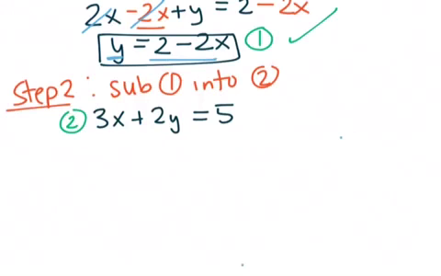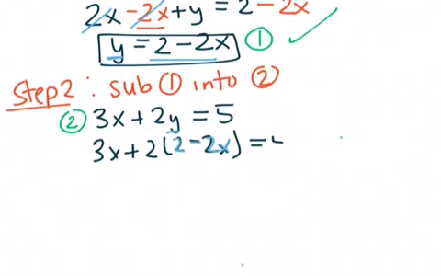So let's do that. We've got 3x plus 2, and there I see a y. So instead of y, I'm going to write 2 minus 2x, in brackets, and bracket equals 5. So step 2 is complete.